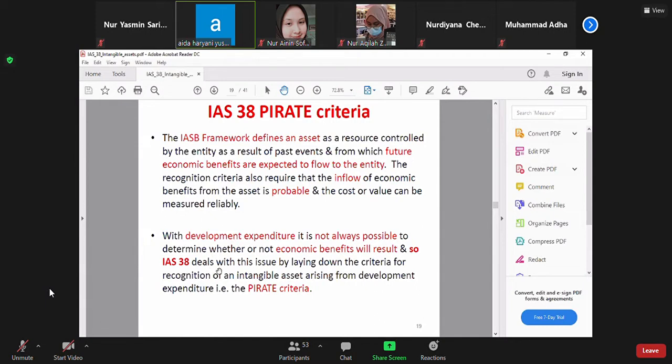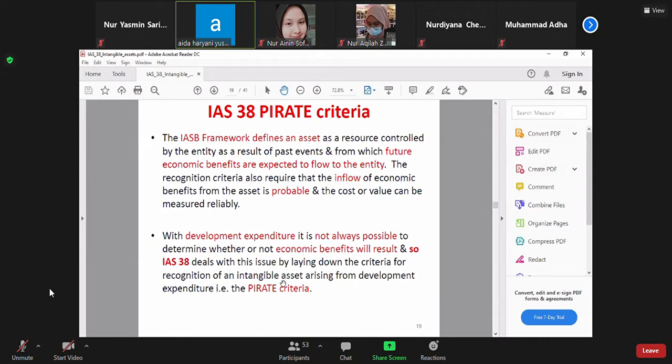So IAS 38 deals with this issue by laying down the criteria for recognition of intangible asset. Macam mana you nak make sure in the future orang akan beli, contohnya. Okay, macam mana you nak make sure? Macam daging Mak Nilofa lah, dia keluarkan, dia buat research. Okay, daging ni dia buat resepi. Okay, ni resepi dia sendiri kan.